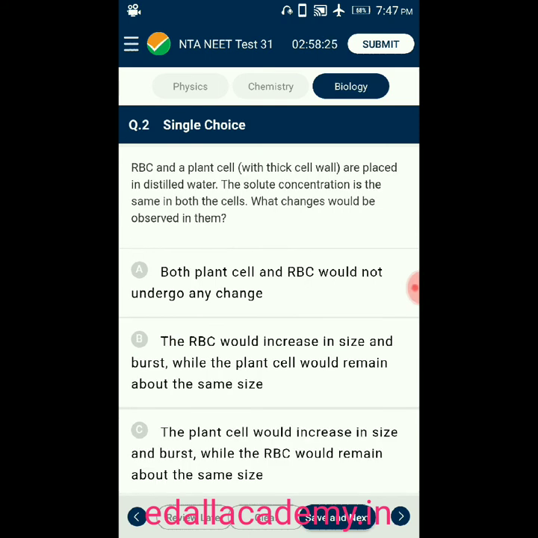Question number 2. RBC and plant cell are placed in distilled water. The solute concentration is the same in both the cells. What change would be observed in them? When RBC and a plant cell are placed in distilled water, endosmosis takes place, as a result of which RBC would increase in size and burst while the plant cell would remain about the same size because of the presence of rigid cell wall. So the answer for this question is option B. The RBC would increase in size and burst while the plant cell would remain about the same size.